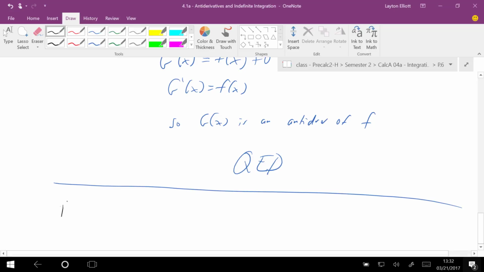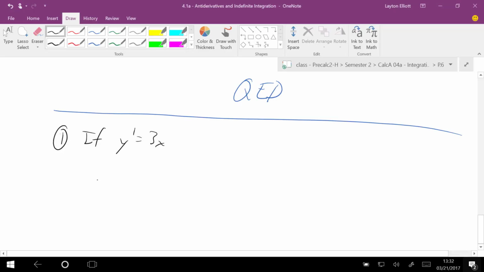Okay, let's do some examples of antiderivatives. If y prime equals 3x, let's find y. We say y is equal to, well, what I'm going to do is this process where I take the exponent of 1, I increase it by 1, so I get x squared, and then I divide it by that 2, and I keep the constant of 3 in front, so I just put that, but don't forget the c, that's incredibly important. This is called the constant of integration.